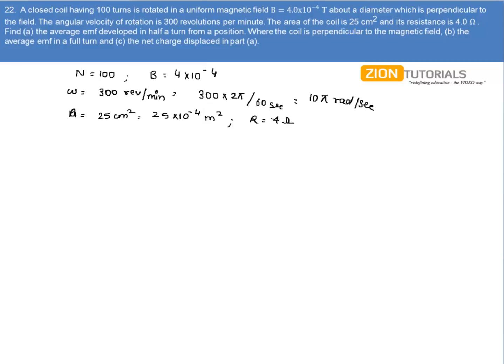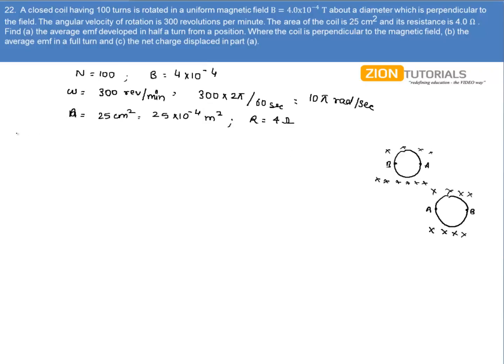Now we have to calculate the average EMF induced if it turns half from its position. Say the initial position is like this, and this is my magnetic field, this is my point A, this is my point B. So after turning half a rotation, the condition will be this, with point A over here and point B over here. The magnetic field remains inside.